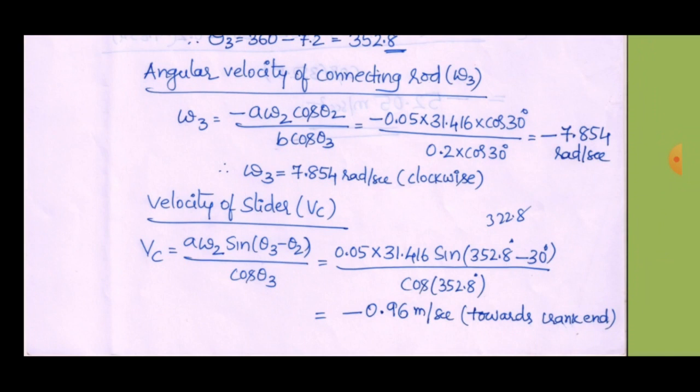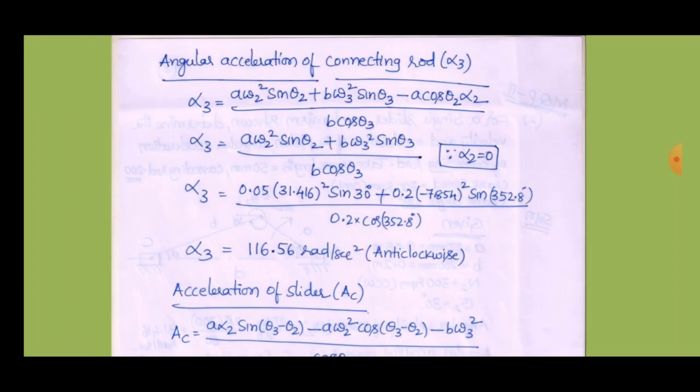Like that you can calculate first theta 3, then the two velocities, the angular velocity of the connecting rod and the velocity of the slider. After that you go for the accelerations. So first, which acceleration? The angular acceleration of the connecting rod, that is alpha 3. You know the formula, you write it: alpha 3 is equal to what? Now in this formula, I can cancel one of the terms in the numerator, that is alpha 2, because alpha 2 is equal to 0 in this problem. Its value is not given.